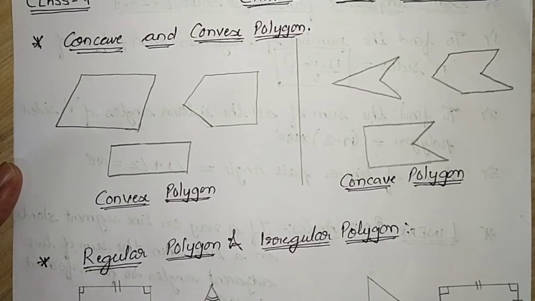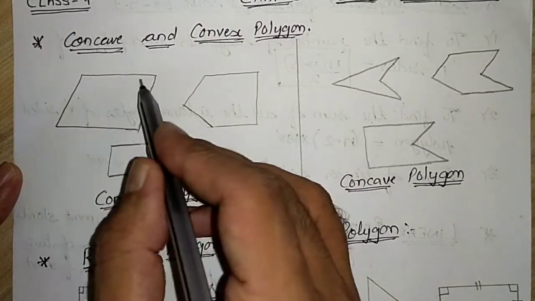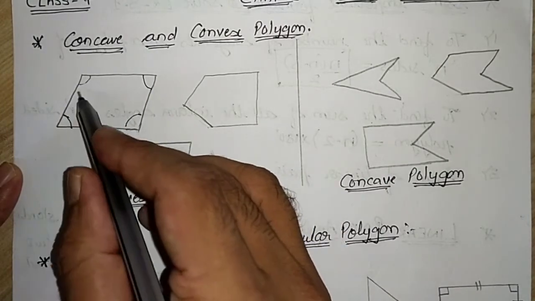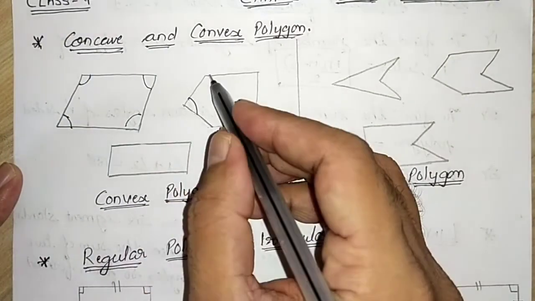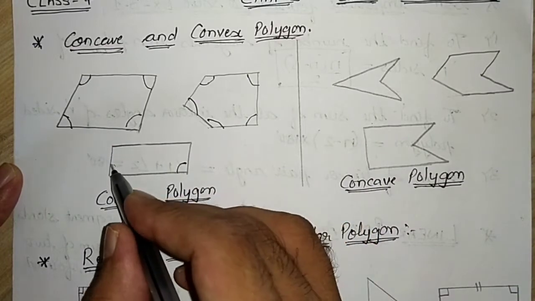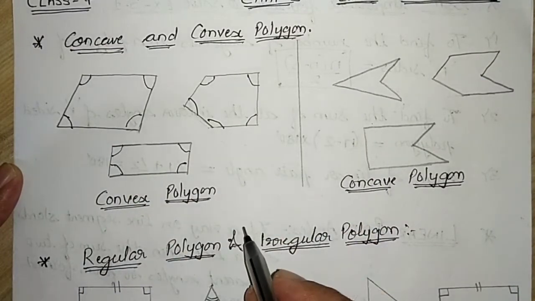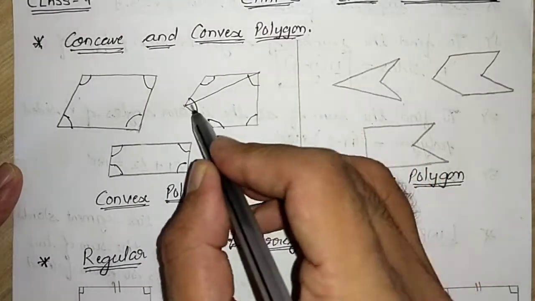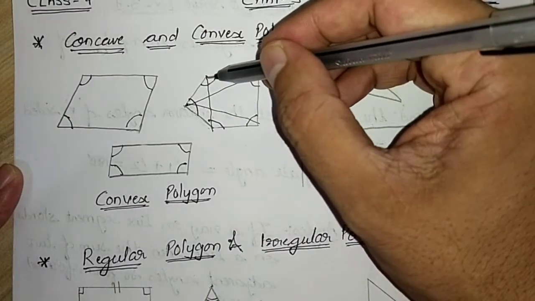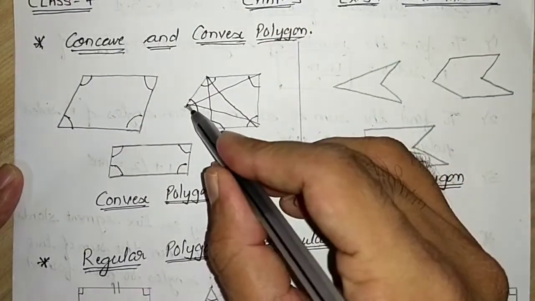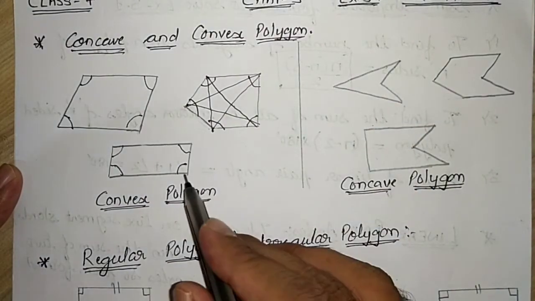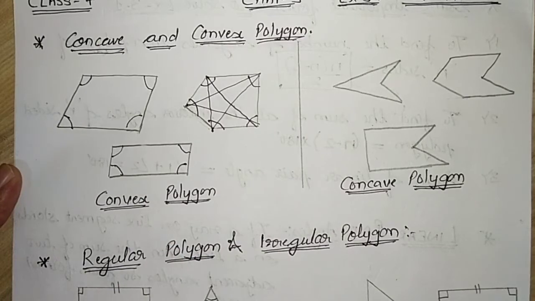The polygon whose all the interior angles, if I am taking this quadrilateral, all the interior angles are less than 180 degree, or whose all the diagonals are in the interior of the polygon, then it is known as convex polygon.